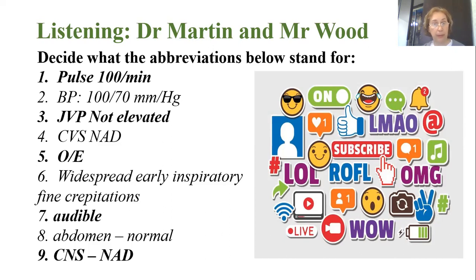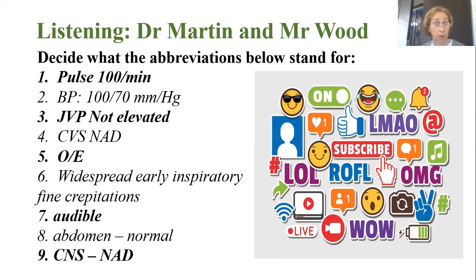The JVP. It's the presence of venous hypertension. Yes, actually this is jugular venous pressure. It's not elevated. Well, the next is for Anurin. CNS, central nervous system. Exactly, this is the system.